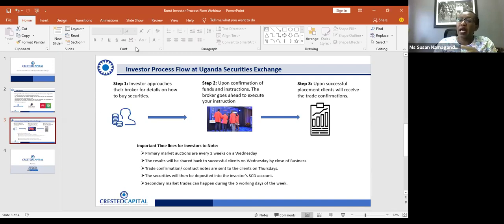Then the secondary market trades can happen during the 5 days of the week. So every day is trading. So I encourage you to come on board. Please diversify. I know investors have been saying, what more can you give us as the USE?